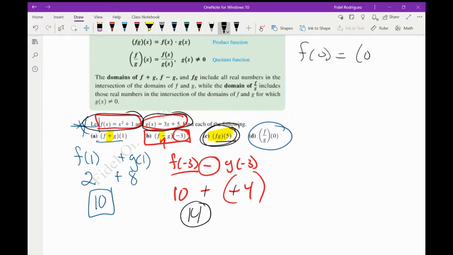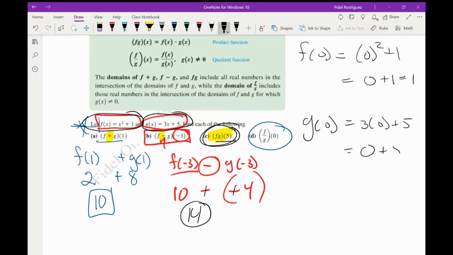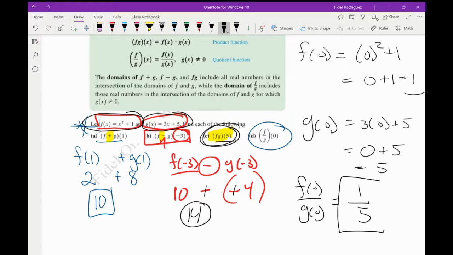F of 0. 0 squared plus 1 is 0 plus 1, which is 1. g of 0. Okay. 3 times 0 plus 5. 0 plus 5, which is 5. And now we're going to go like this. F of 0 divided by g of 0. Well, f of 0 is 1, and g of 0 is 5. My answer is 1 over 5, right?